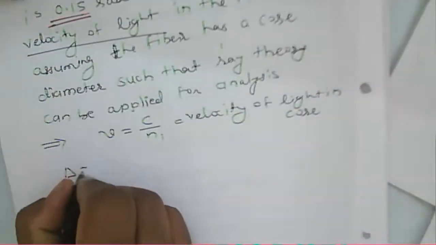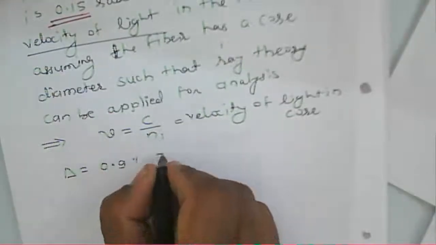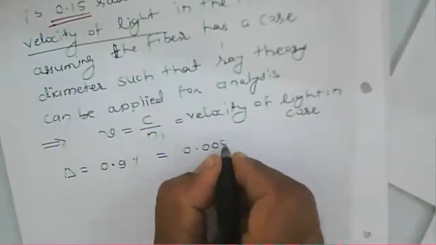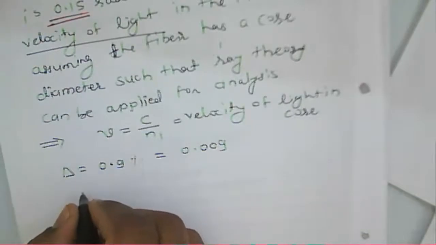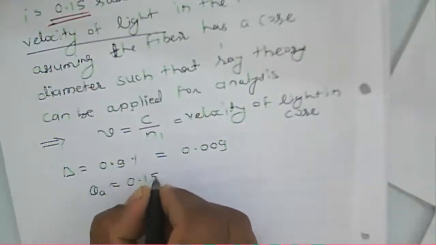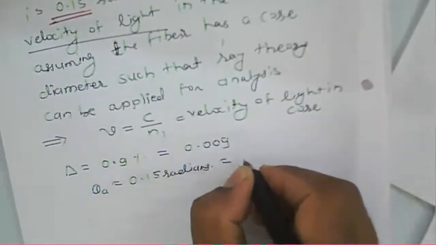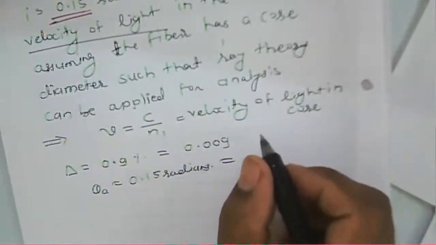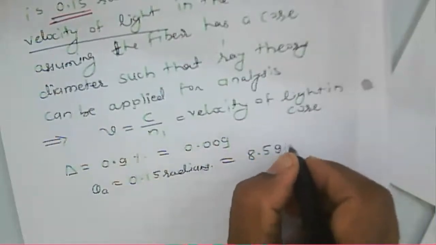And the difference is given, that is about 0.9%. If you see, it is approximately 0.009, and the acceptance angle in air, theta a, is given as about 0.15 radian. If you find it in terms of degrees, you can find that it is 8.594 degrees.